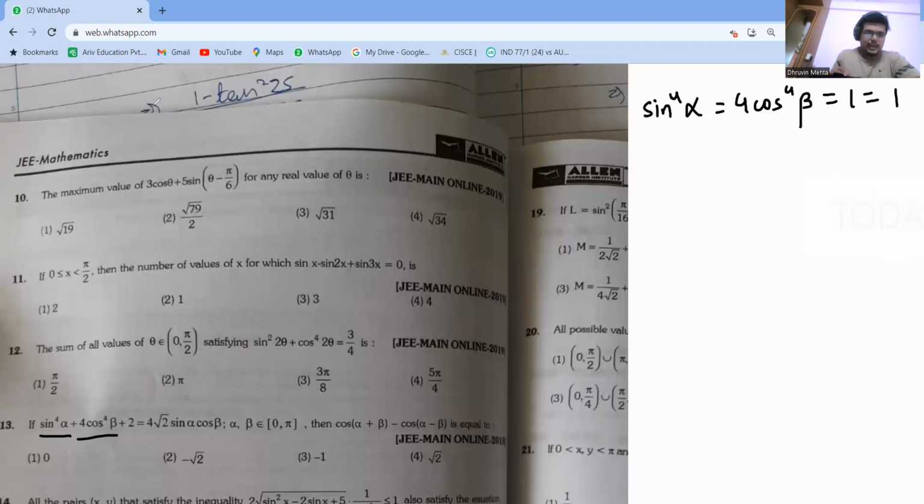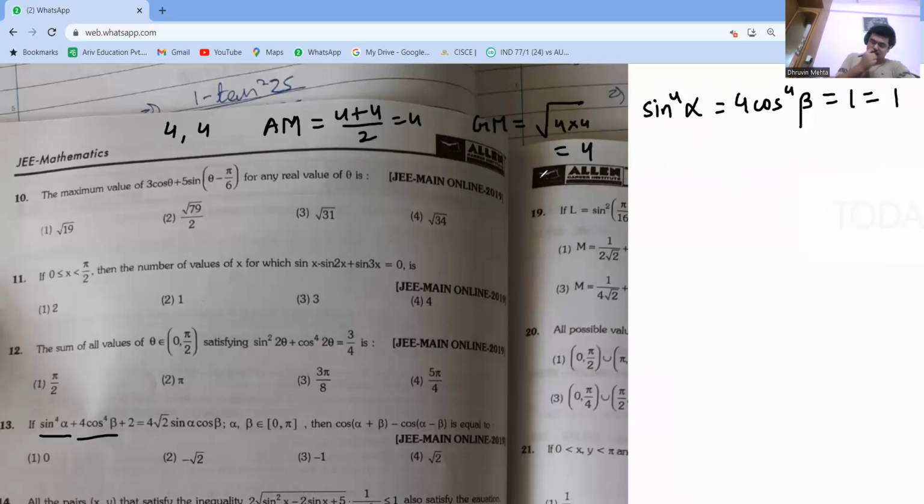Let's take a simple example. Let me take two numbers which are equal, guys. If I take 4 and 4, what will be the AM? What is the arithmetic mean of 4 and 4? It will be 4 plus 4 by 2, which is 4. And the geometric mean will be the square root of 4 into 4, which is 4. So AM and GM are equal only when the two numbers are equal.